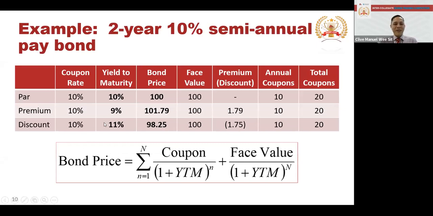So what do you notice? It's different by minus 1% and plus 1%, but the difference in price is not linear. It's not the same. And it's because of the curvature of the bond. Okay, and that's an important thing that you should take note of in the bond space.